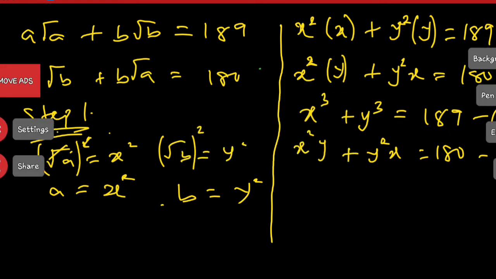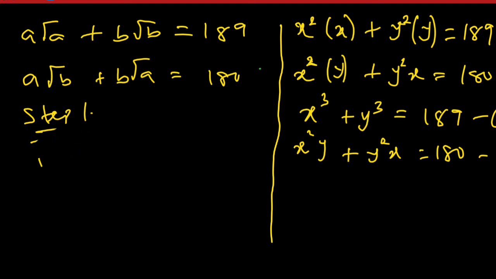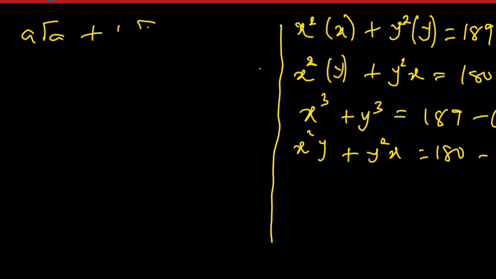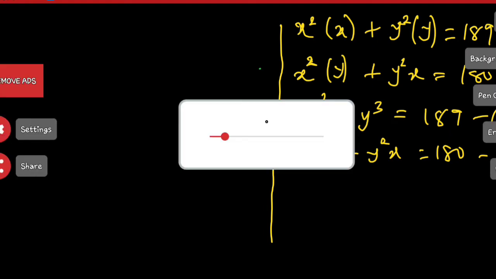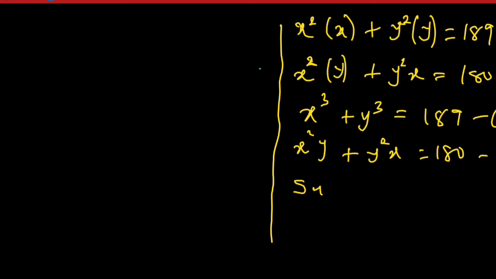Now we want to solve these two equations simultaneously. Using the elimination method, I can easily solve these two equations by subtracting them. We are going to subtract equation 2 from equation 1, whereby I can do it one by one.